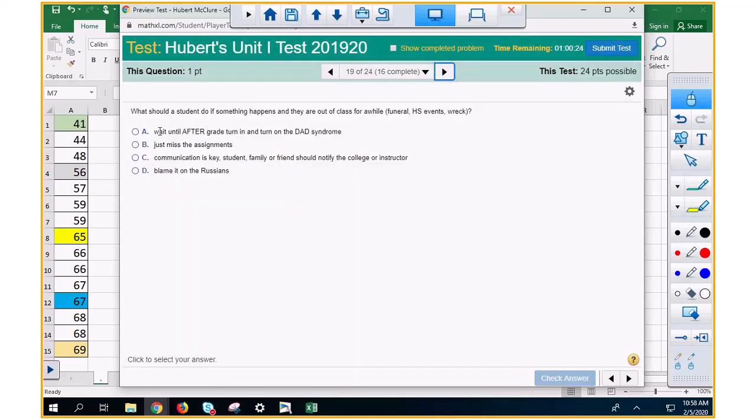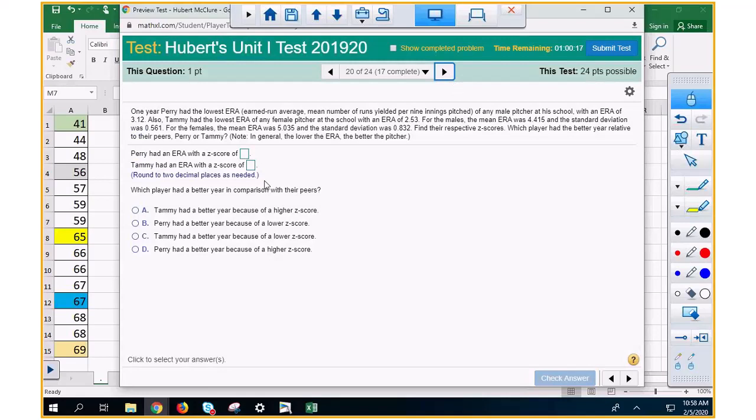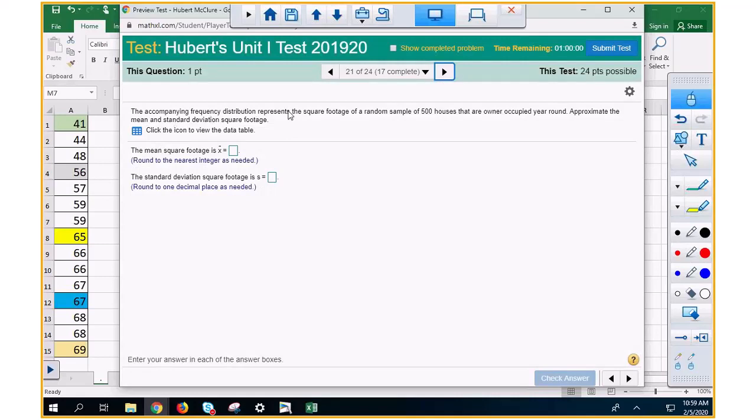Next. What should a student do if something happens? Communication. There'll be some more math questions. There's another math question, and this is standard deviation. I know, I've got 5 minutes. A frequency distribution represents square footage. Approximate the mean and standard deviation. They give you a table. Do it in an Excel spreadsheet.